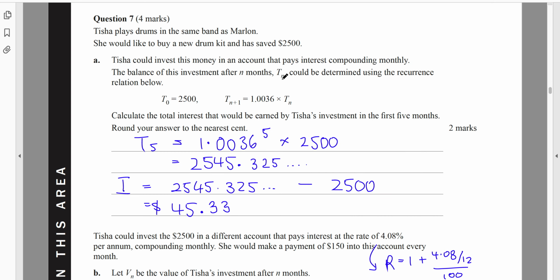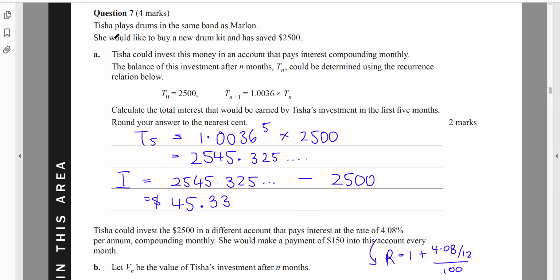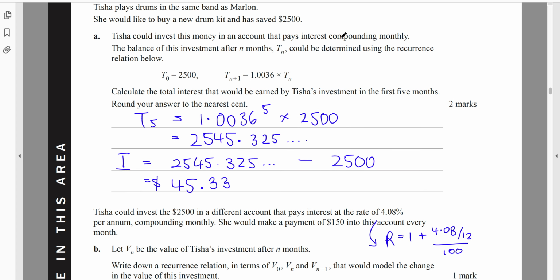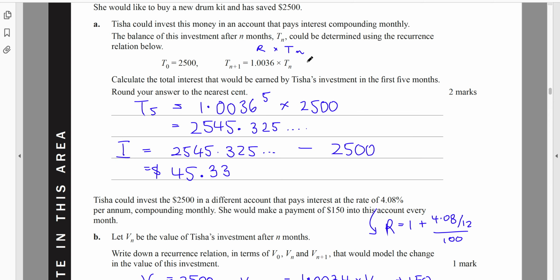On to the next one now, question 7. We've got someone playing drums in the band and a new drum kit is required. Now, it is all about saving, and the amount saved so far is 2,500. We have a recurrence relation as well, and we've got compound interest because I can see here it says compounding monthly. I can also see it's compound interest because it's in the structure of R times Tn. Okay, so we want the total interest earned in the first 5 months.